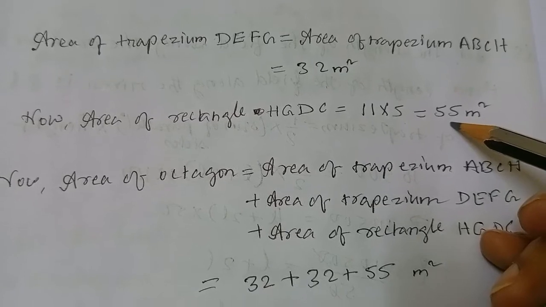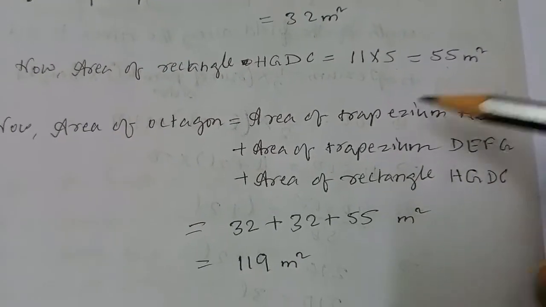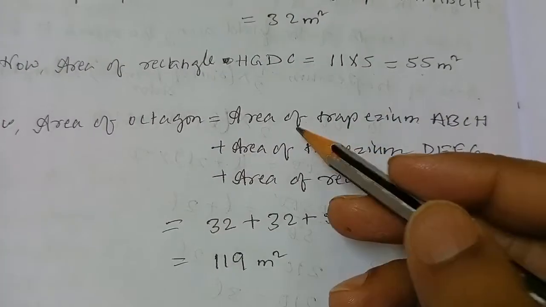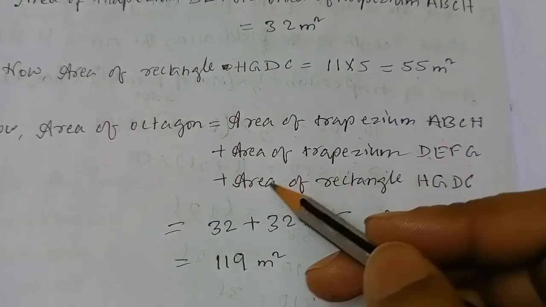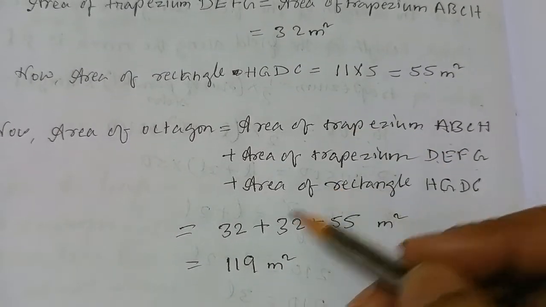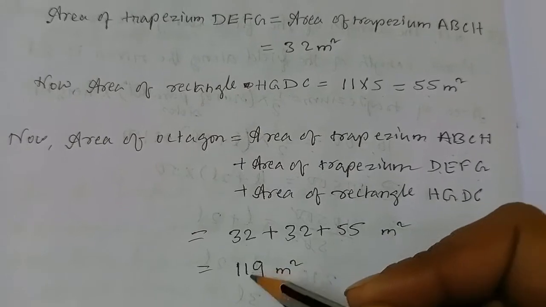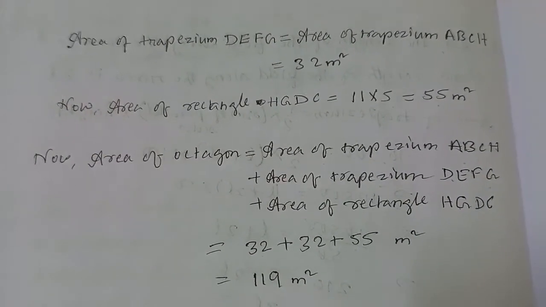Now what you have to do? You have to find the area of the whole octagon. So you have to add all the areas you have got: the area of trapezium ABCH plus the area of trapezium DEFG plus the area of rectangle HGDC. So it is 32 plus 32 plus 55. It comes to 119 meter square. Understood? So it is a very easy question.